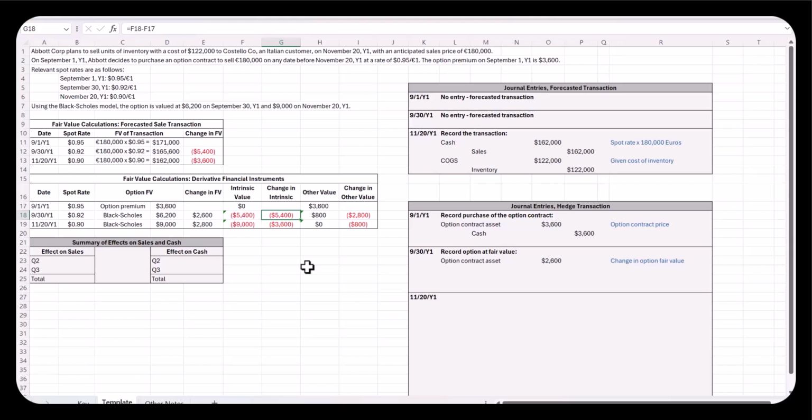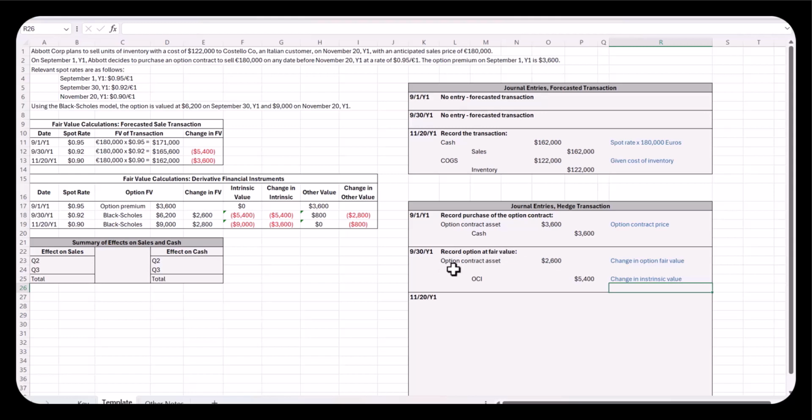So we're in good shape. It's showing up as negative here because the spot rate went down, but actually it's a positive thing for us. So we're going to record that as a gain, and it's going to be recorded in OCI. So we're going to record the intrinsic value change of 5,400 in OCI. And the reason that we're recording it in OCI is because this is a cash flow hedge, and all derivative components have to be recognized or marked to market in OCI in a cash flow hedge.